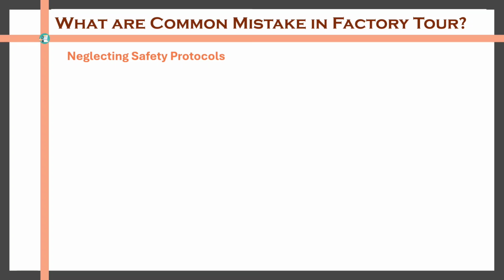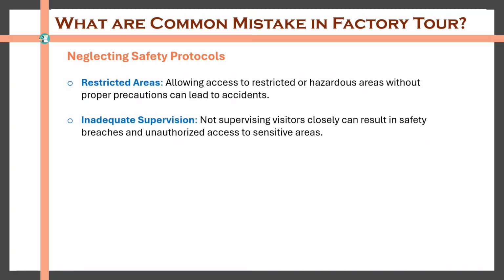Neglecting safety protocols. Restricted areas: allowing access to restricted areas or hazardous areas without proper precaution can lead to accidents. Inadequate supervision: not supervising visitors closely can result in safety breaches and unauthorized access to sensitive areas.